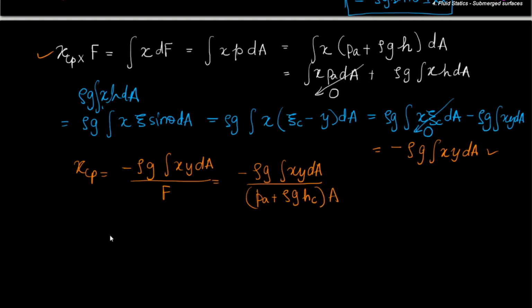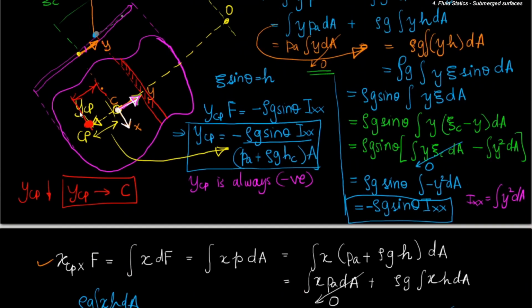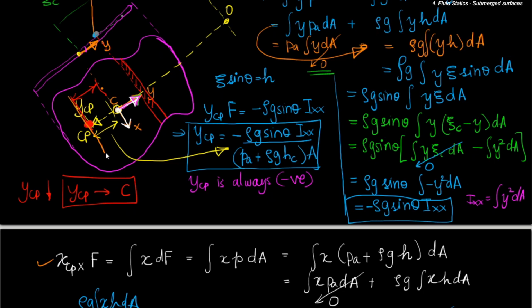Now interestingly, we had seen that ycp is always less than 0, but it need not be the case for xcp. The center of pressure can either shift in the positive x direction or the negative x direction. That is, it can be at a certain ycp, but it can either move towards positive x or negative x.